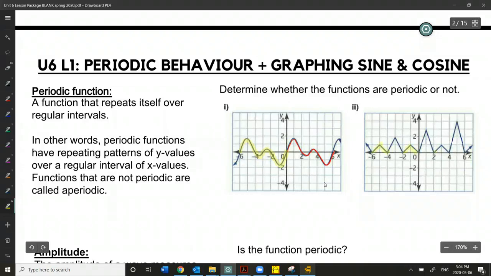Now, this one over here on the right has some sections that are similar. So here, here, and here. However, it's not regularly repeating. In between these, we have different little mountains that are different heights, and therefore this one on the right is not periodic, or aperiodic. So basically you're just looking for a pattern that regularly repeats. As soon as it finishes, the pattern should start again.